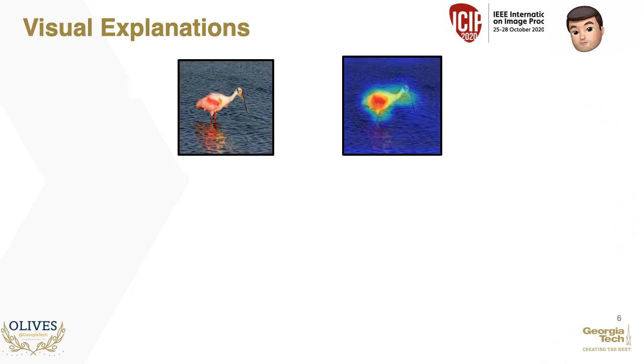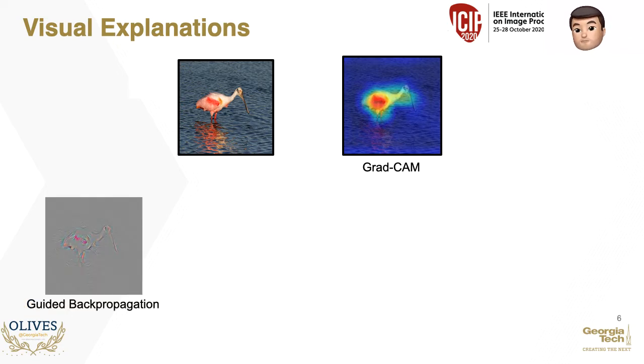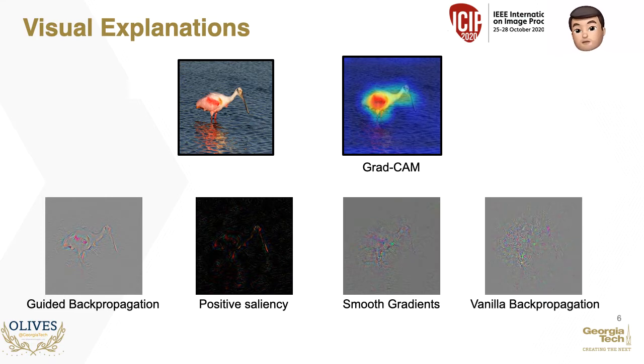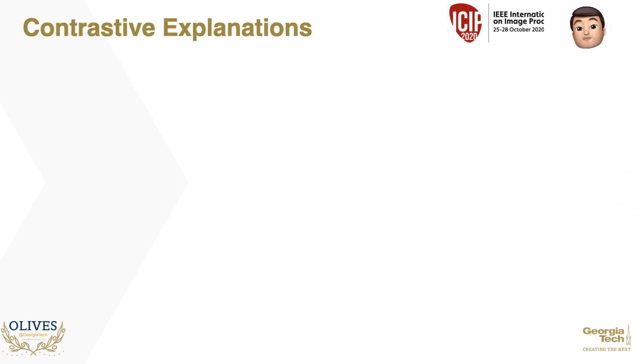In fact, the explanation about the spoonbill that we have seen till now is Grad-CAM, a popular visualization technique. Other techniques exist which try to explain the presence of the spoonbill in the image. These include guided backpropagation, positive saliency, smooth gradients, vanilla backpropagation, among others. Clearly, all these techniques are answering why P questions, where P is a spoonbill. All techniques and methods assume that the explanatory nature is causal, that is, answers to why P questions. In this paper, we question this nature of explanations.